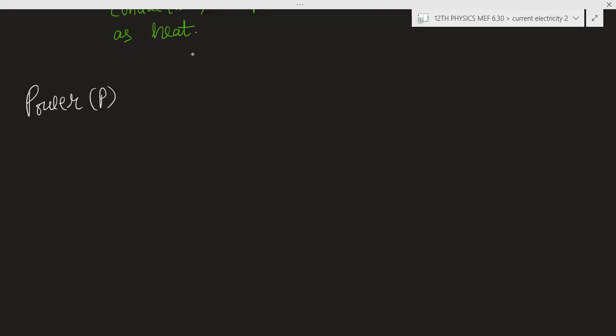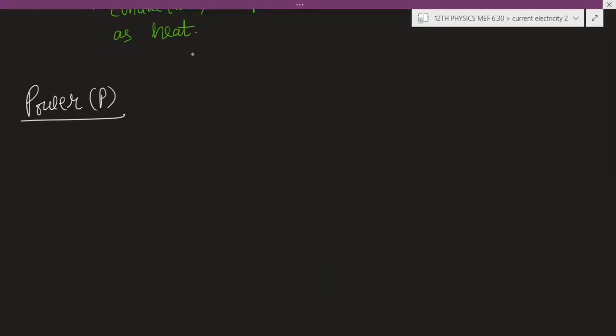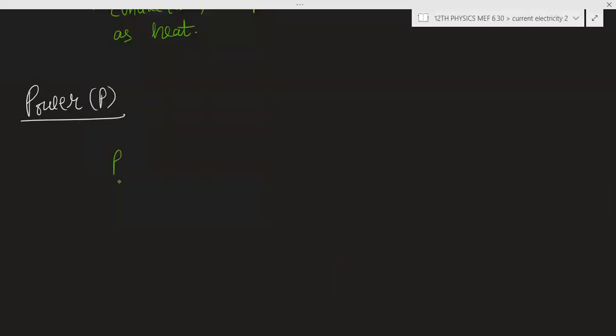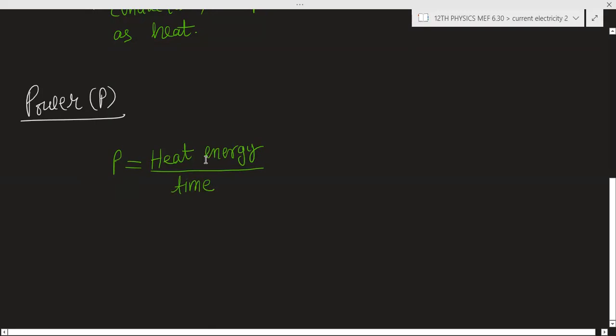and I will represent this power with capital P. So what is power? Power is a rate of heat energy dissipated per unit time. So power is heat energy that is dissipating, and you take the time for which the heat energy is dissipating. Simply, power is equal to heat divided by time.